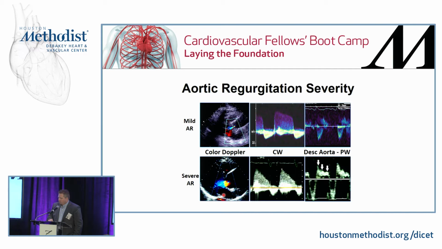And here are some echocardiographic images, basically just differentiating between mild and severe aortic regurgitation. So here you have a small jet width in the LVOT. Here in severe, much wider jet width, taking up almost the entirety of the LVOT. Hard to see on this picture, but just take my word for it. You can also measure pressure half time, and you can also look at the descending aorta. If you have reversal of diastolic flow in the descending aorta, that's pathognomonic for severe aortic insufficiency.